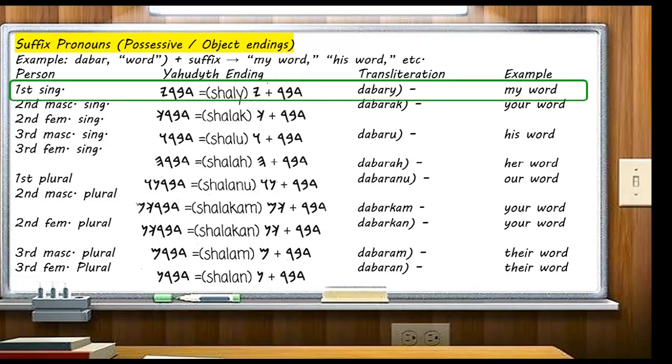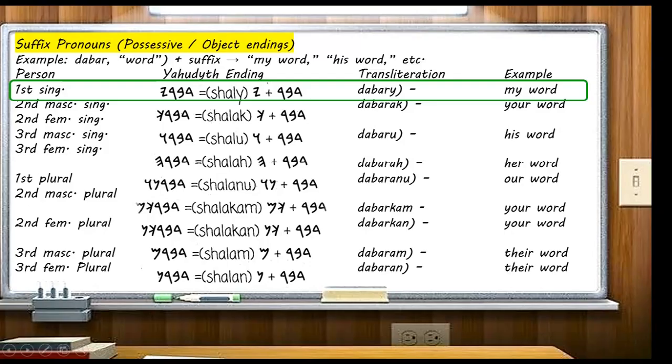We look at the Yahudyth ending column, and we're reading from right to left. So we have first here dabar with the palal or middle script plus the yad from shali equals dabari. So the transliteration you'll see there, dabari, and in English that means my word. Dabari is the combination of dabar and the yad from shali.